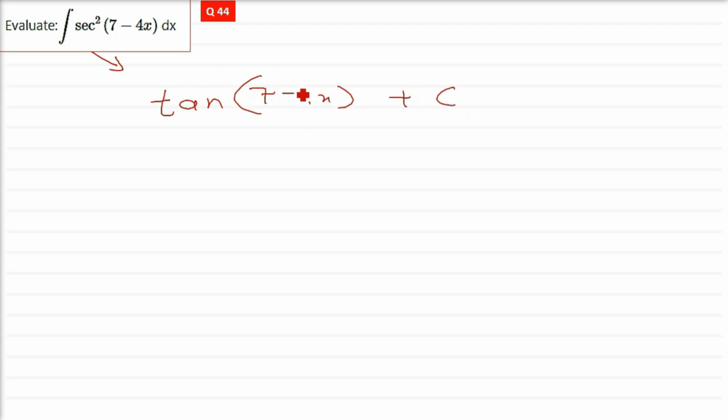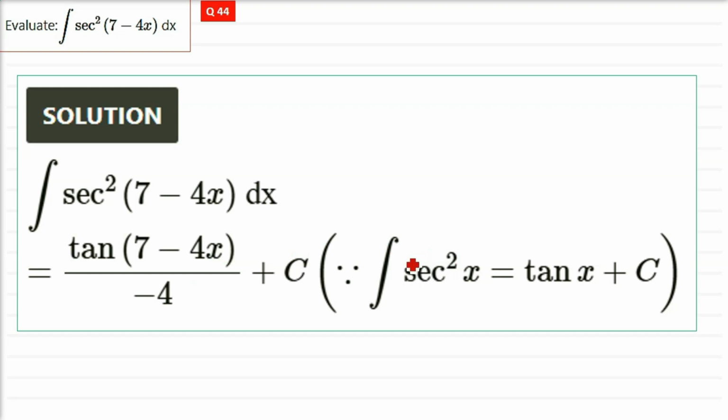But after that, you have to differentiate this 7 minus 4x, and the differentiation of 7 minus 4x will give us negative 4. So this will be negative 4 only left, and that needs to be divided. So we divide by negative 4, and that's the final result. Only one step answer, because integration of sec square x is directly tan x. This is from where we derive it.